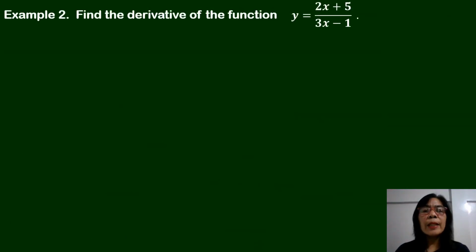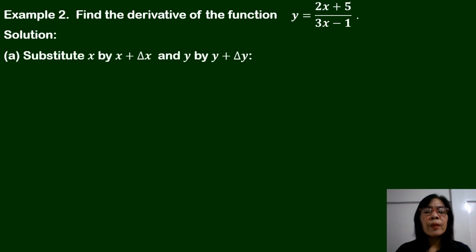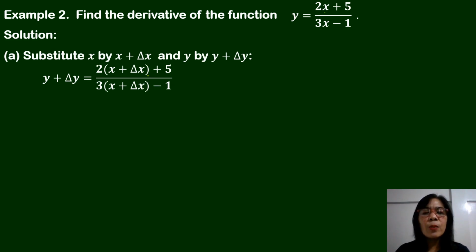Let us now solve another example. Find the derivative of the function y is equal to 2x plus 5 all over 3x minus 1. So for our solutions, we follow the same steps. First is to substitute x by x plus delta x and y by y plus delta y. Giving us now y plus delta y is equal to 2 times, we substitute this x by x plus delta x, plus 5. And so with the denominator, that will be 3 times x plus delta x minus 1.